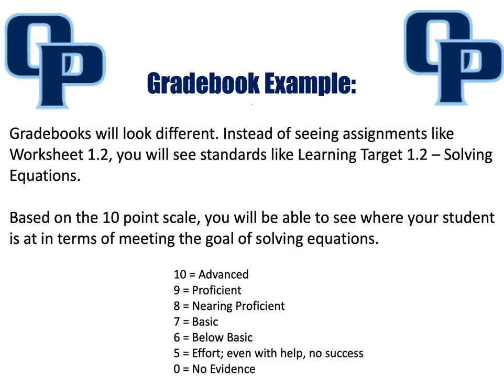A 7 would be they can solve the simpler equations. An 8 would be like they can solve the simple equations and they can almost solve the more complex ones, they just need a little bit of help. A 9 would be they can solve the complex equations completely on their own. And then advanced might be something like they can write the equations or something a little bit further past solving them.